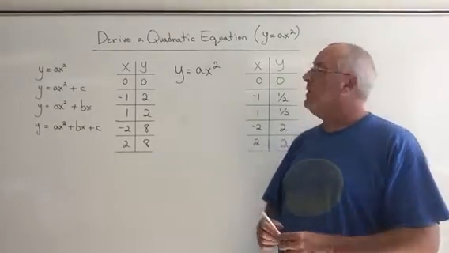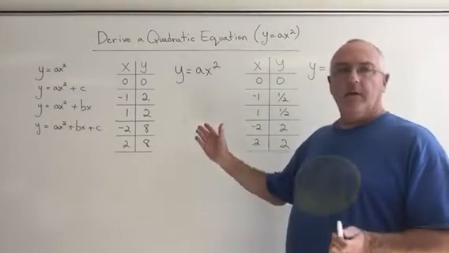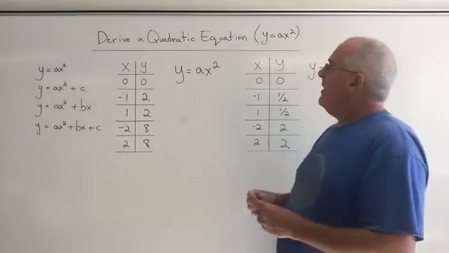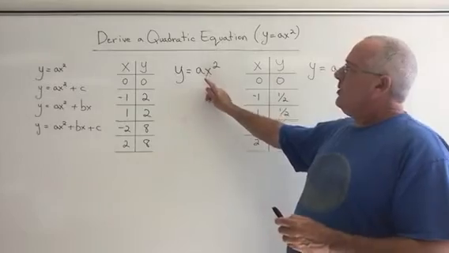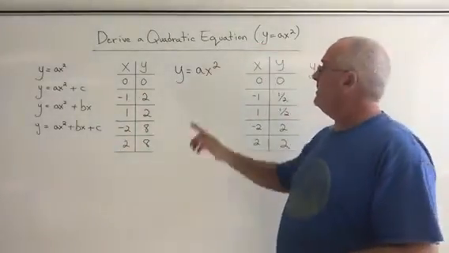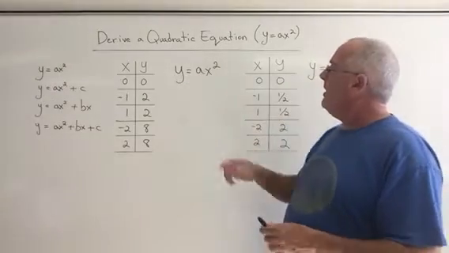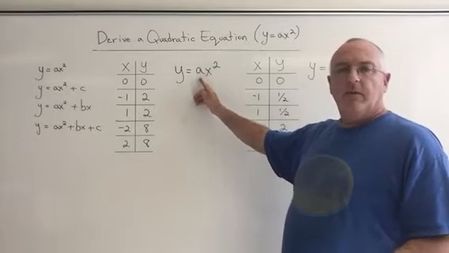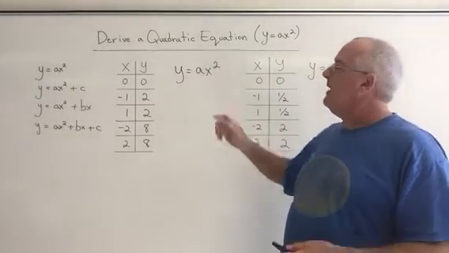Sometimes we have to figure out a quadratic equation from points in a table of values. Quadratic equations can have any of these forms, but the trick I'm going to show you is for this form, the simplest form, y equals ax squared. To know the equation, all you need to know is what a is equal to, and that's what this trick does.